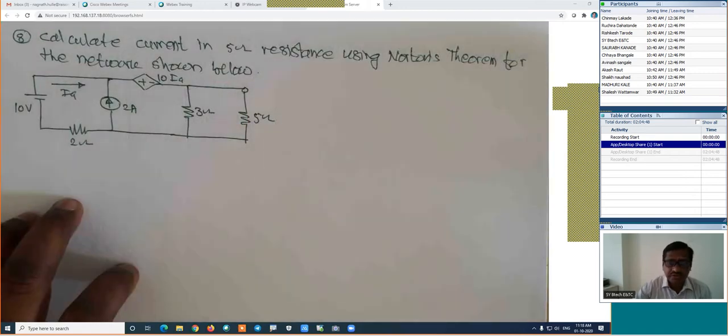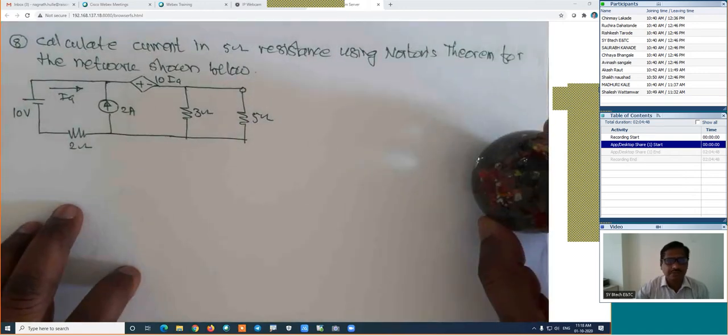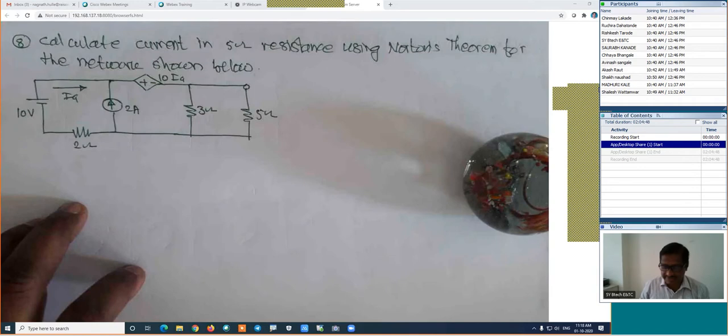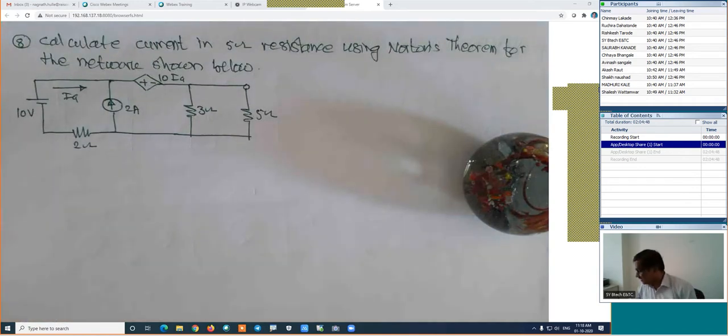Now I will move to the next problem, and in this particular problem we are interested in the calculation of the current in 5 ohm resistance using this theorem. Again, the steps are similar.